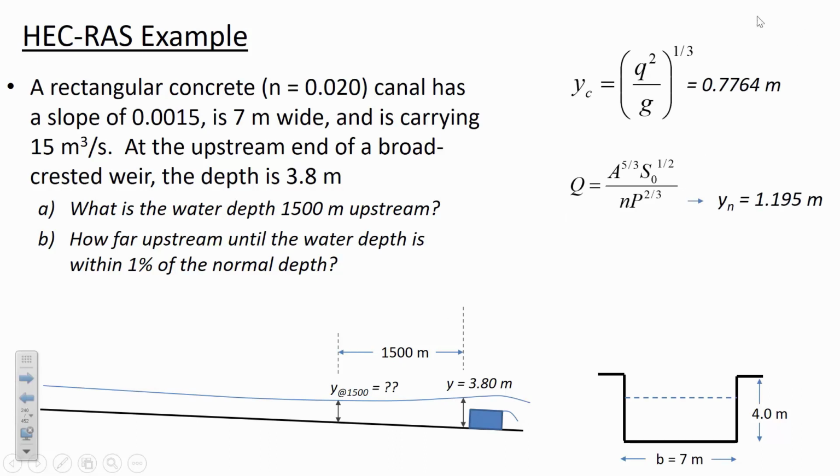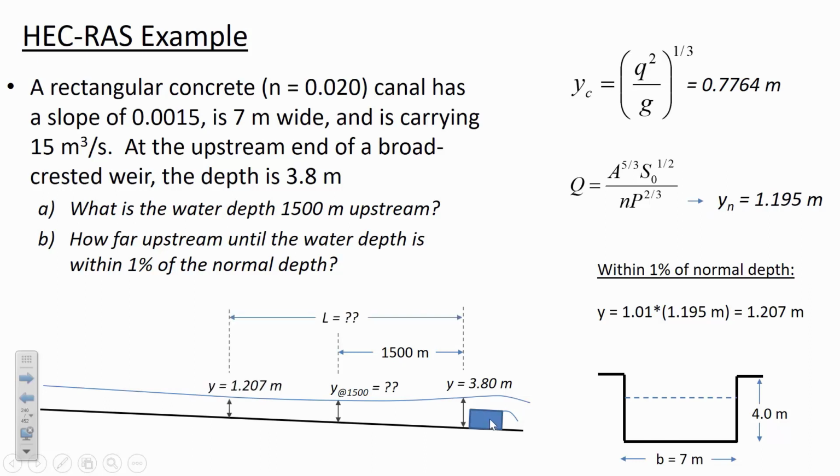Okay, so just as a reminder, when we analyze the critical depth for a rectangular channel, we can use this easy approximation, the critical depth 0.776 meters. Solving Manning's equation with this channel geometry being rectangular, the slope, and the n value, we get the normal depth. So within 1% of the normal depth, we want to know how far we have to go upstream from this weir until the depth matches back up to 1.207 meters. Those are the two things that we're going to try to be solving.